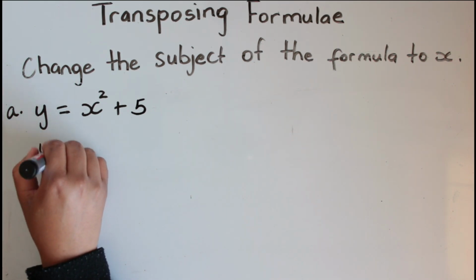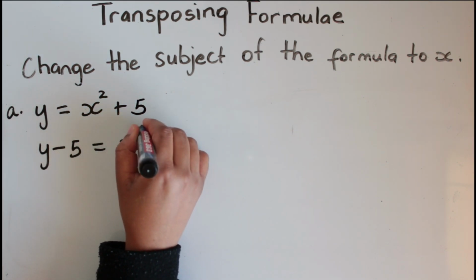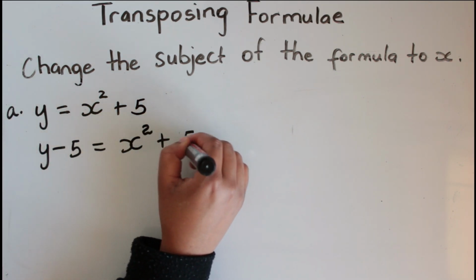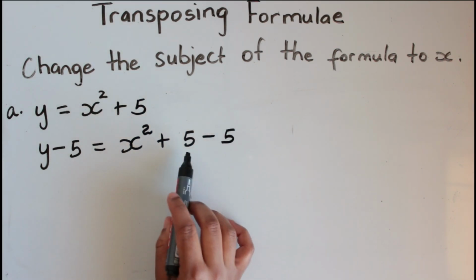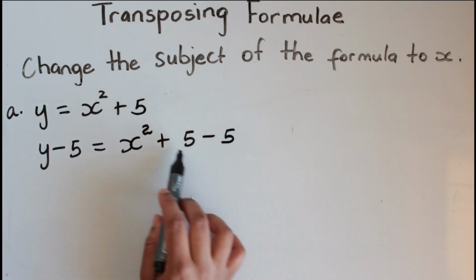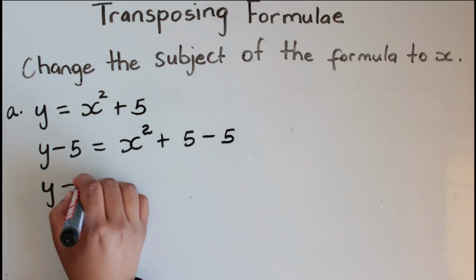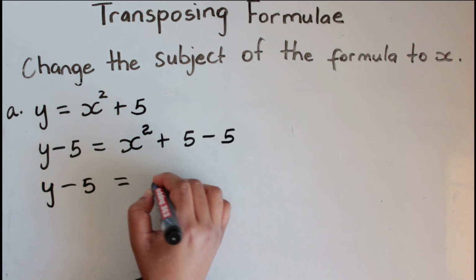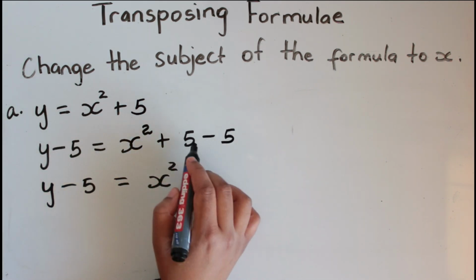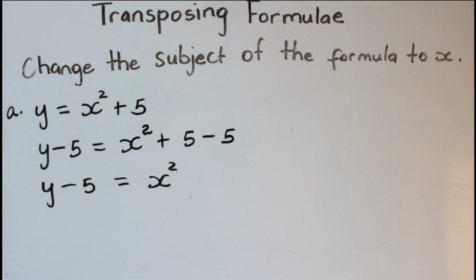So I write y minus 5 equals x squared plus 5 minus 5. And if you're really confident with what you're doing, you don't have to write this step, because 5 minus 5 will give you 0. So now I have y minus 5 equals x squared. Again, we agree 5 minus 5 gives 0, so I do not need to write it.